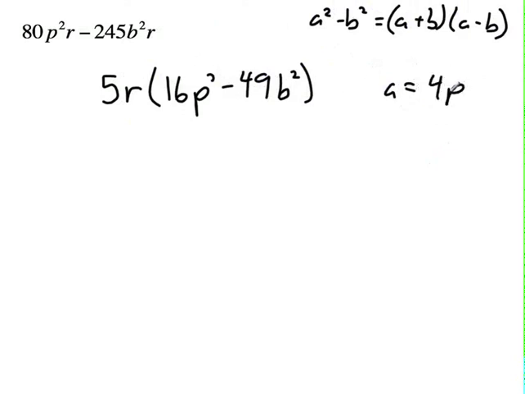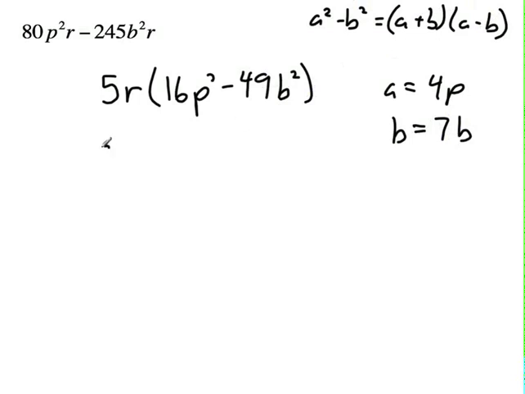Now let's make sure that we did this right. If a is 4p, then a squared is going to be 16p squared. Okay, so that works. So my b is the square root of 49, which is 7, so b is 7b, and b squared is going to be 49b squared. So that's perfect. Now I'm going to put it into this equation.